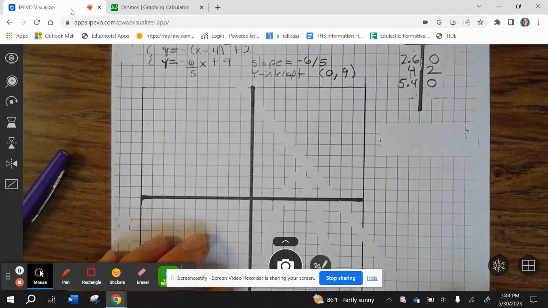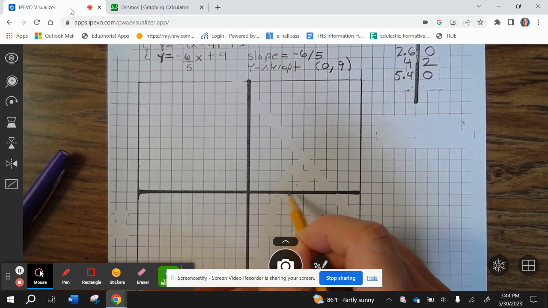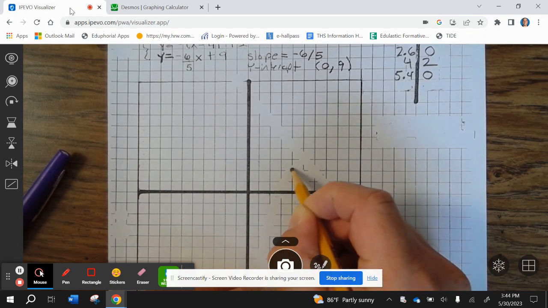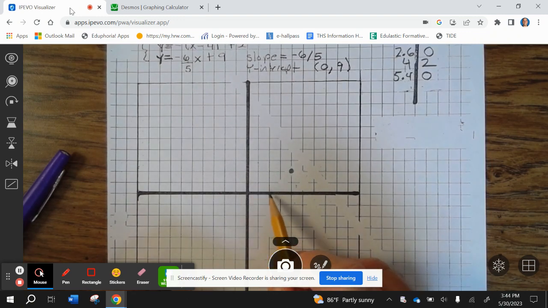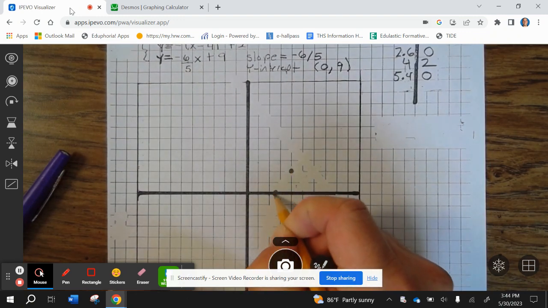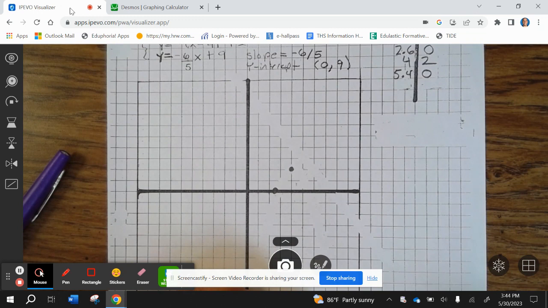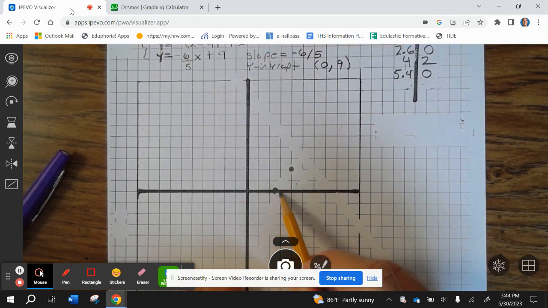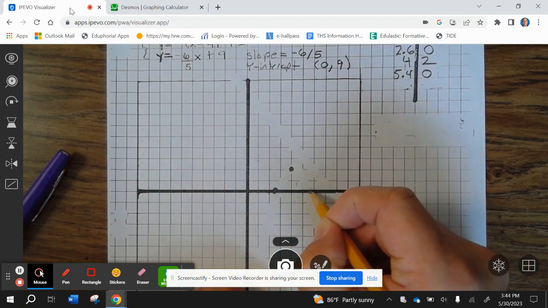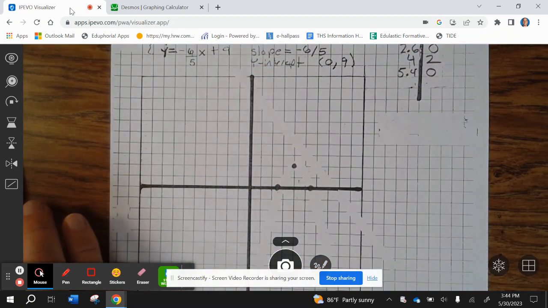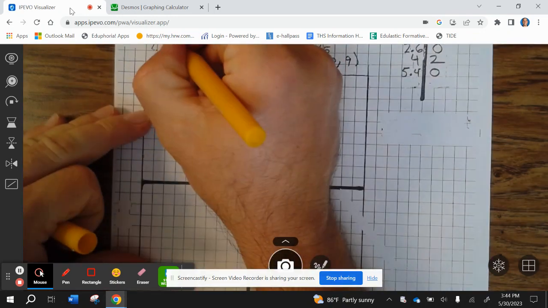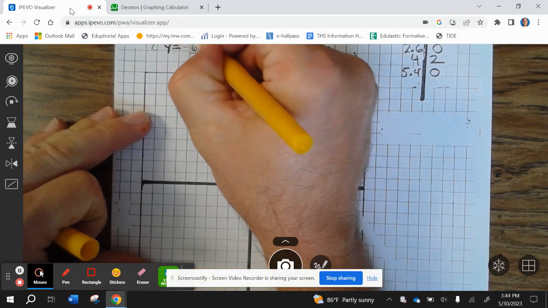Okay, so 4, 2 is easy. 1, 2, 3, 4, up 2. Okay, now 2.6, that's between 2 and 3. So that's this point right here, just approximate. And 5.4, 1, 2, 3, 4, 5. 5.4 is between 5 and 6. There's our points, okay? Now let's go ahead and graph that in yellow.